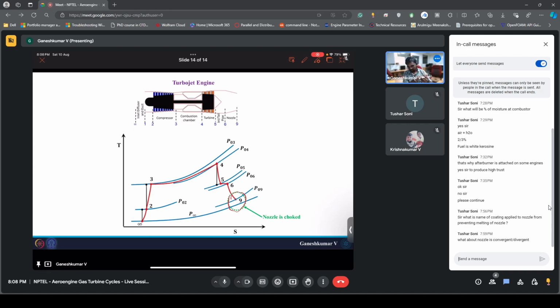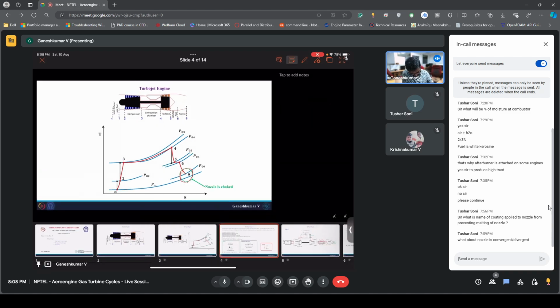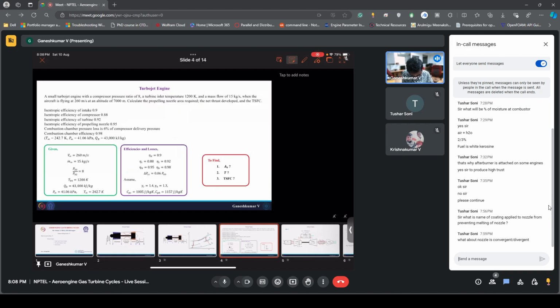That is it. Do you have any questions? So that is about the turbojet engine. I think we addressed all the questions being asked: calculate the propelling nozzle area, thrust, and TSFC.